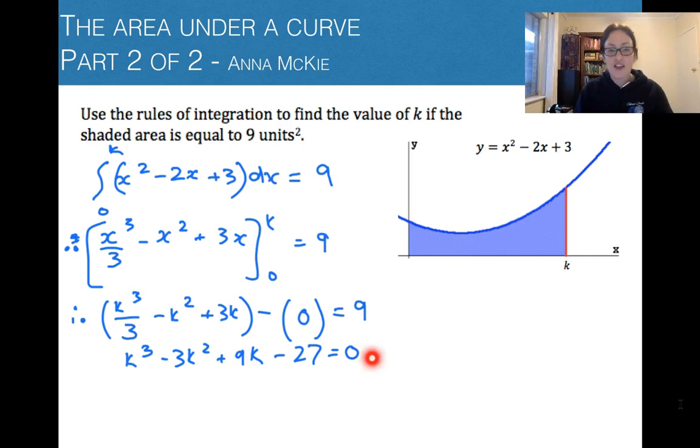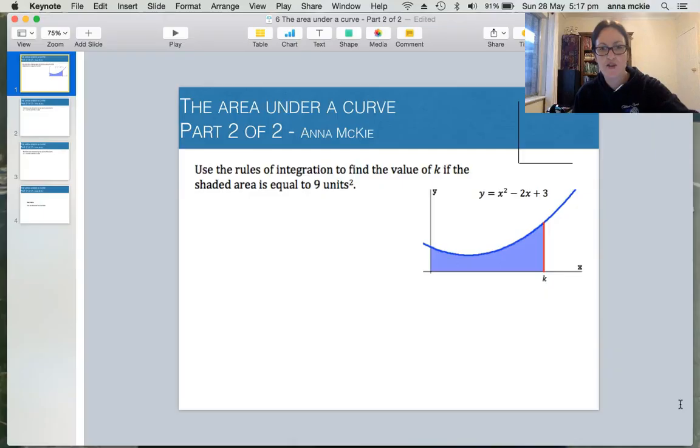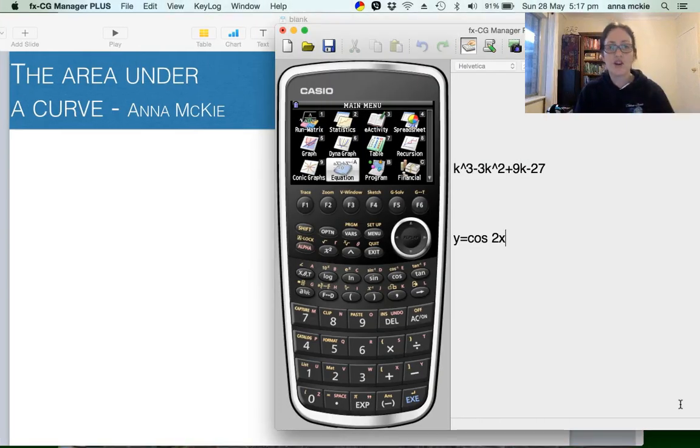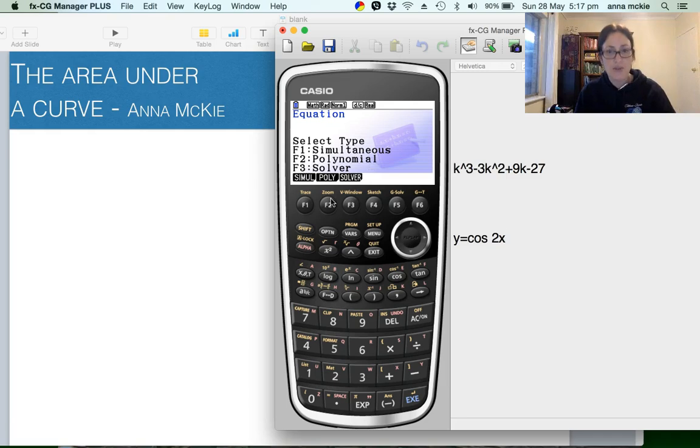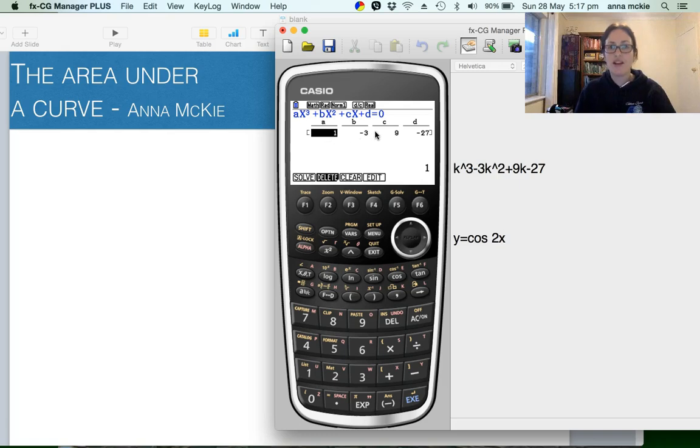Now, how do we solve for k here? It's absolutely fine at this point to use your graphics calculator. So we're going to put this in. I'll just show you how. So we're in the equation menu. I've got the function written here. So we want to go into polynomial. So f2, degree of 3, and putting in our coefficients of k, 1, -3, 9, -27, solving, and it's saying 3. So that will be our k value.